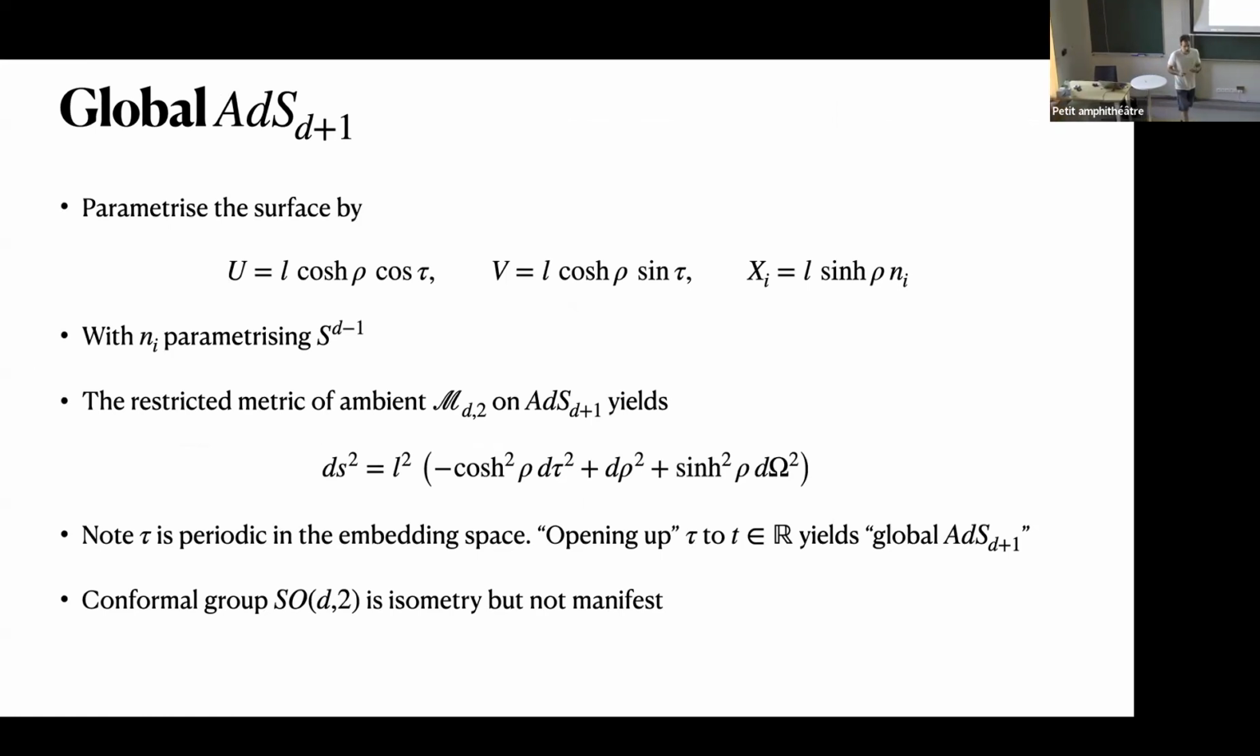Okay, so how can I think of this surface now? Well, I can solve the constraint by introducing some clever coordinates here. This is very similar to how you would parameterize a sphere, but I have these extra minus signs. And so instead of a cosine, you will see hyperbolic cosine and hyperbolic sine. Okay. Now, this Ni is parameterized just as D minus.